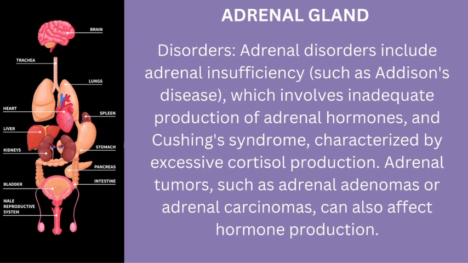Disorders of adrenal gland. Adrenal disorders include adrenal insufficiency, such as Addison's disease, which involves inadequate production of adrenal hormones, and Cushing's syndrome, characterized by excessive cortisol production. Adrenal tumors, such as adrenal adenomas or adrenal carcinomas, can also affect hormone production.